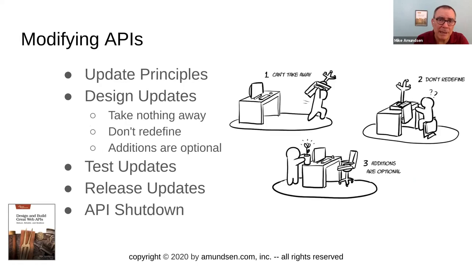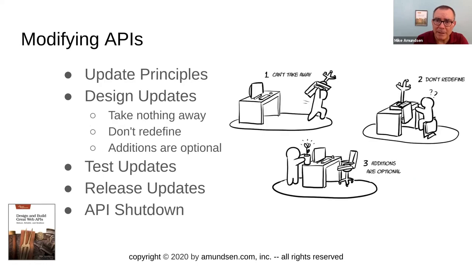First of all, when you design an API, you can't take anything away. If you promised a URL, if you promised a response, if you promised a format, a body, a status, you can't take that away. You can't remove it. You're going to break somebody when you do that. You can't break somebody.